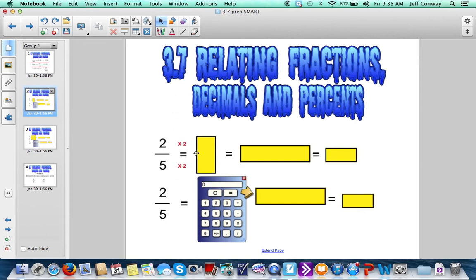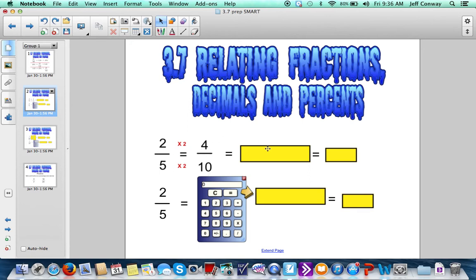So if we have times 2 on the bottom, we have to multiply by 2 on the top. 5 times 2 is 10, and 2 times 2 is 4. So we have 4 tenths. And as we've talked about before, 2/5 and 4 tenths are equivalent fractions. They're not equal, they're not the same, but they are equivalent. They mean the same thing.